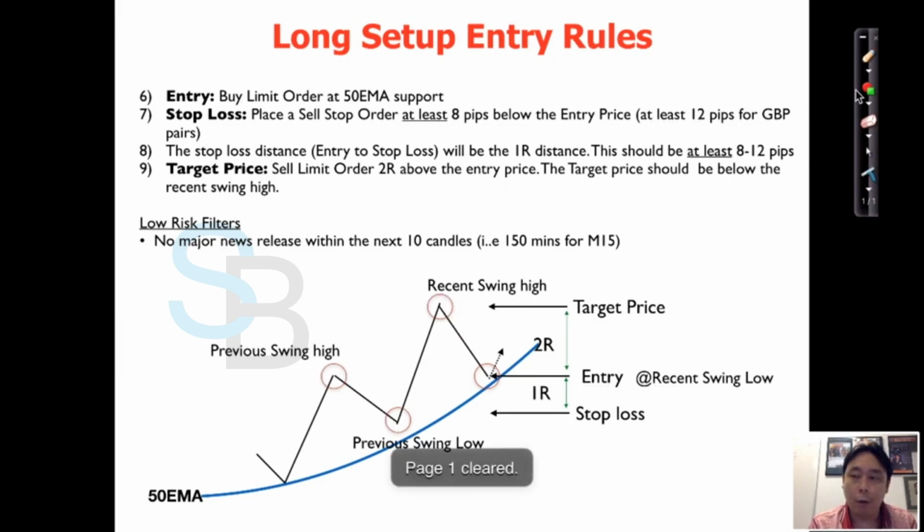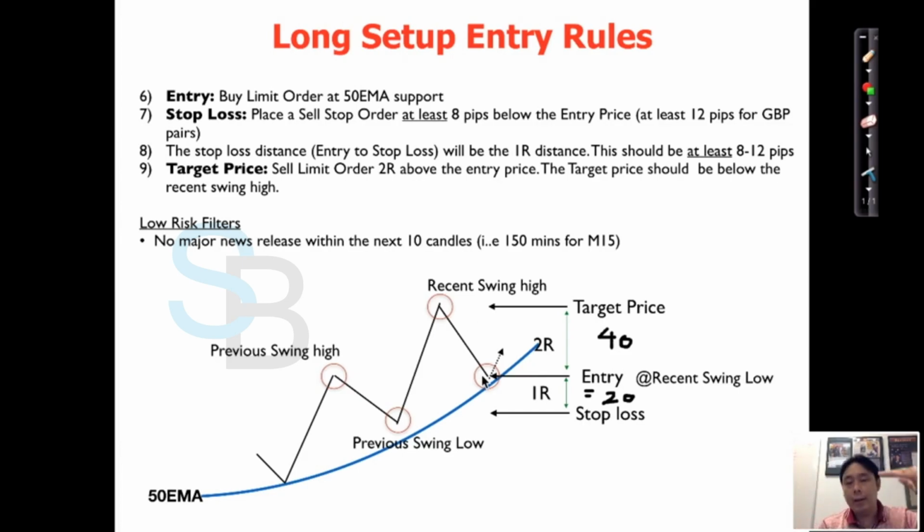Now, there are a few more things I'd like to mention about this particular strategy in placing orders. So again, I mentioned that the stop loss should be at least 8 to 12 pips away. It doesn't have to be 8 or 12, it could be more than that, right? So in fact, your 1R could be as wide as 20 pips, okay? But you have to ensure that if 1R is 20 pips, your target price must be 40 pips above the entry price. And as long as the target price is below the recent swing high, that's fine, okay? But it cannot be above the recent swing high.